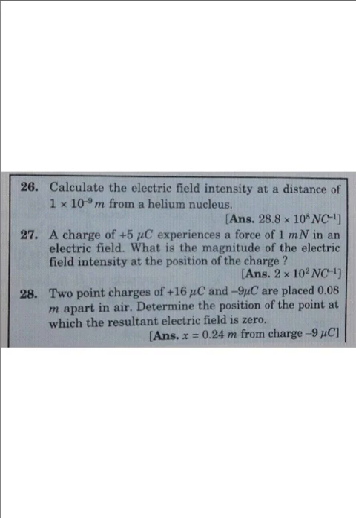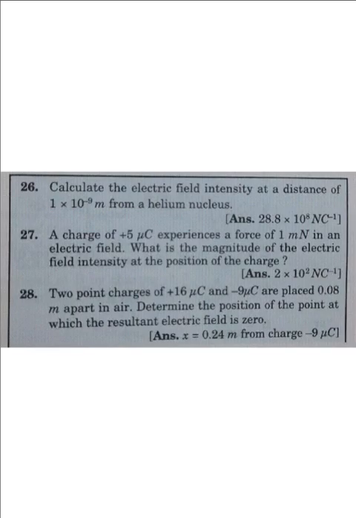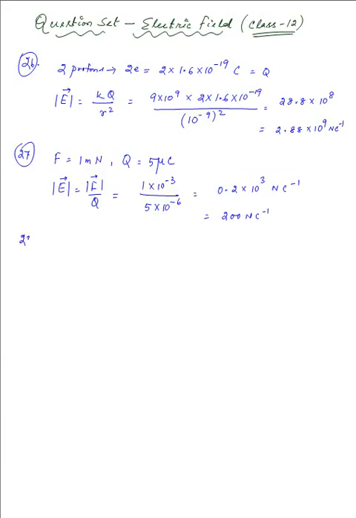Now for the third bit, we have 2 charges, 16 and minus 9 microcoulomb, which are placed at a distance of 0.08 meters apart in air. Now we want to determine the position of the point where the resultant electric field is 0. So let's check the values of the charges, 16 and minus 9, and 0.08 distance. So the 28th one, we'll use a diagram over here. This is 16 microcoulomb, and then there is minus 9 microcoulomb, and they are separated by a distance of, well, the distance was 0.08, I guess.